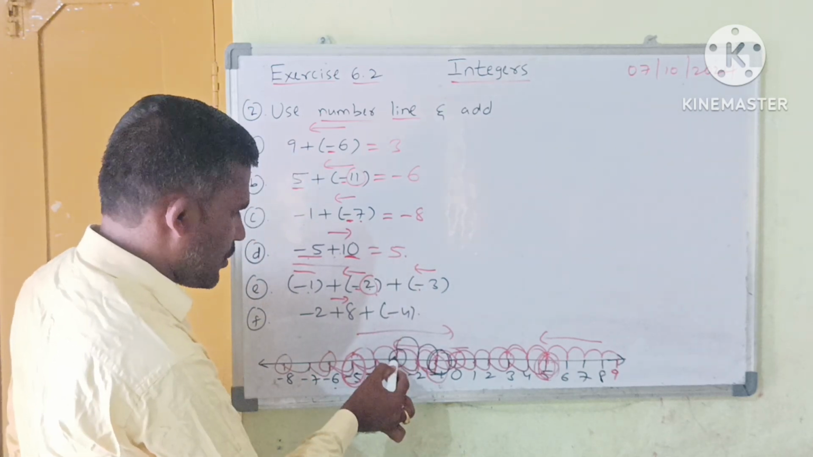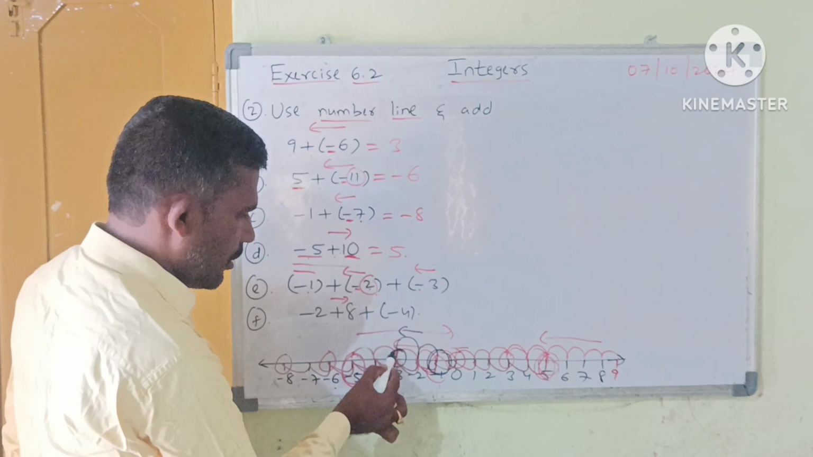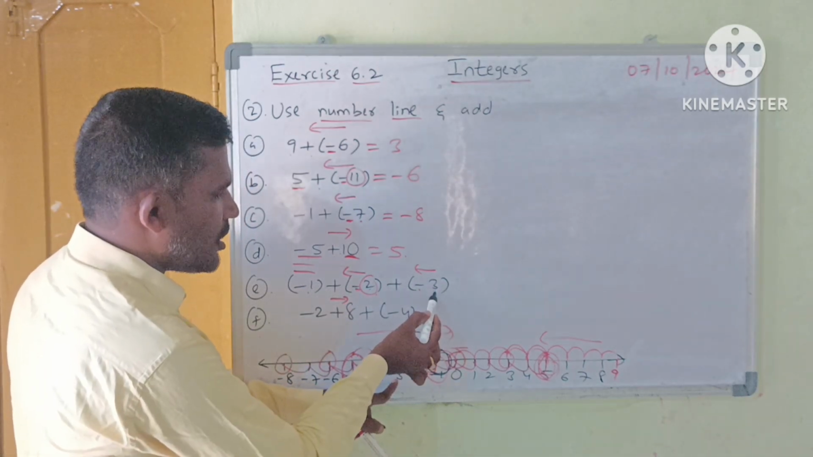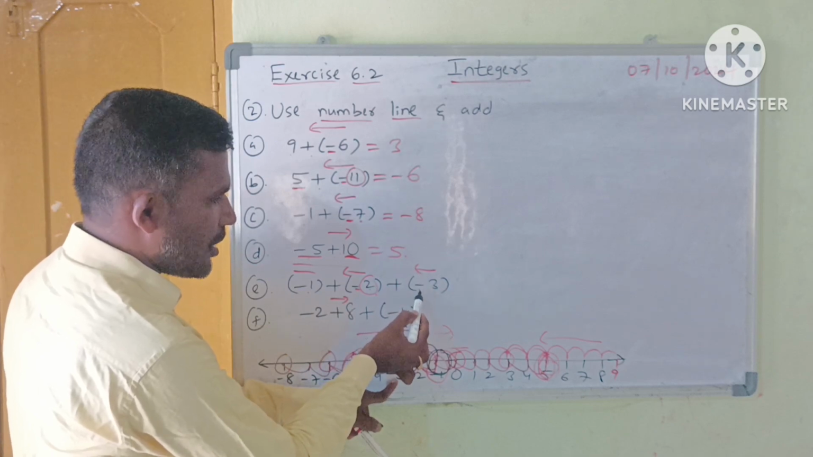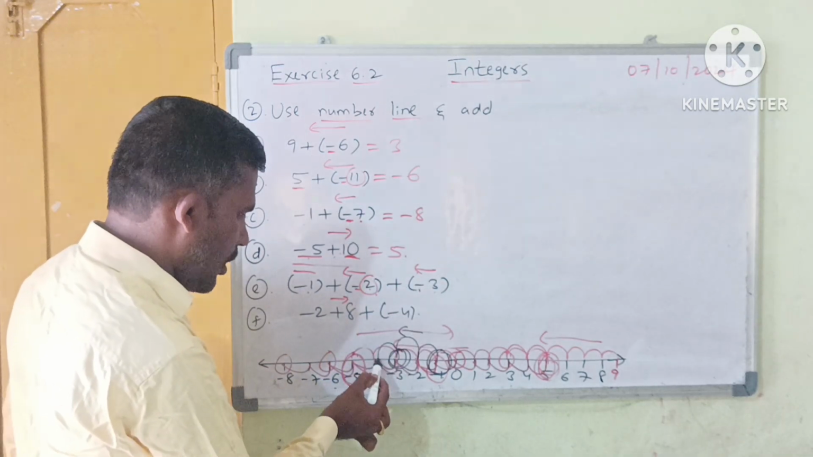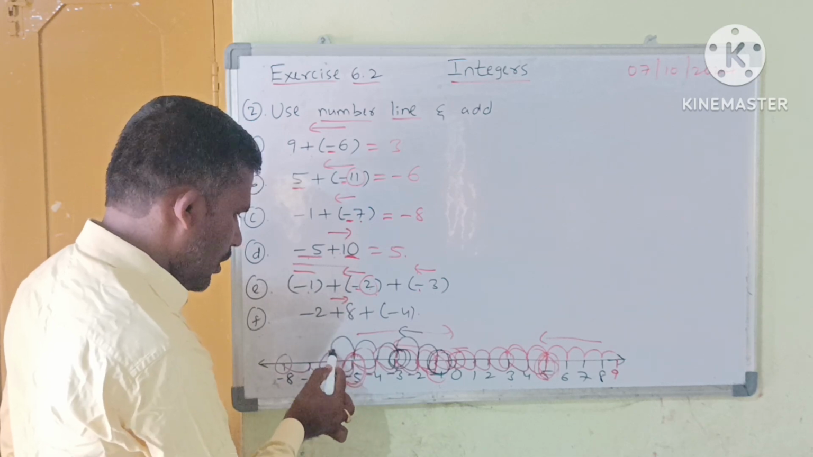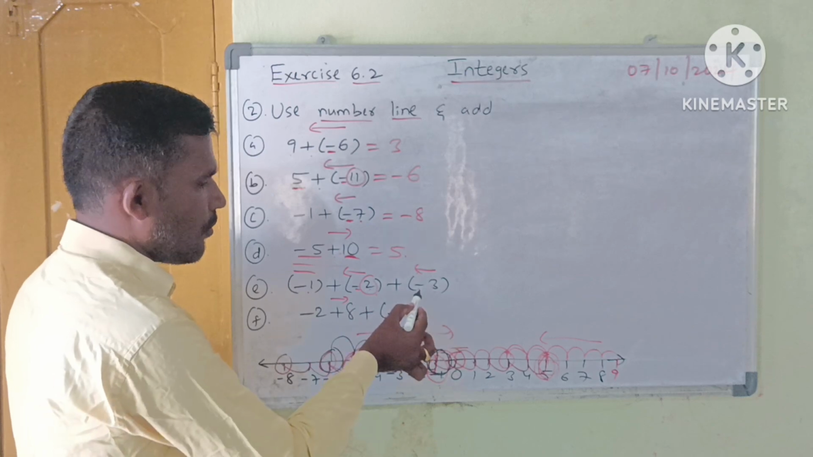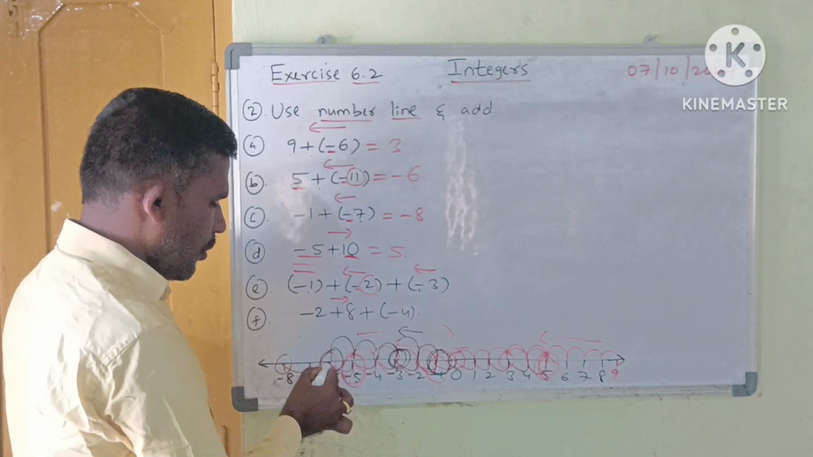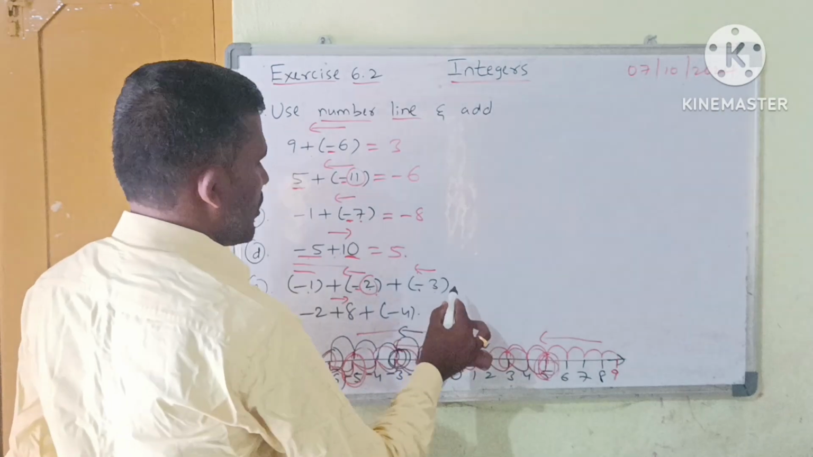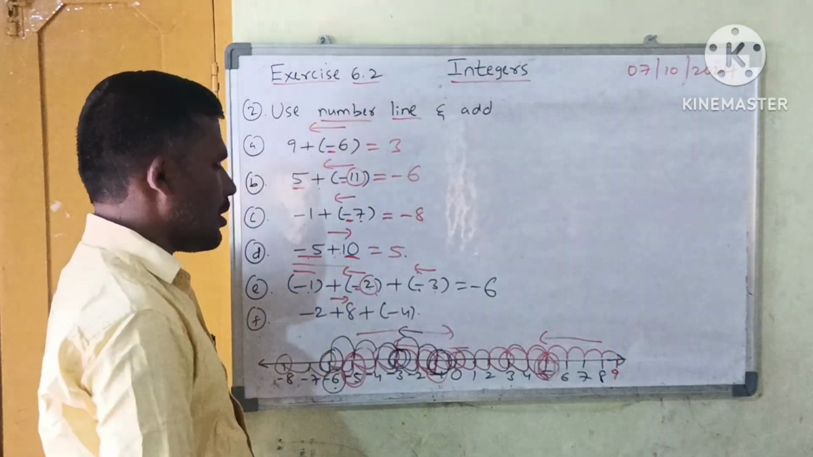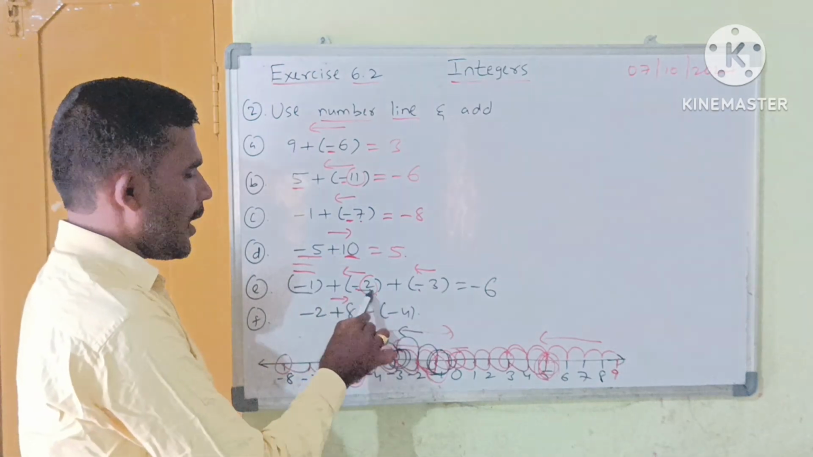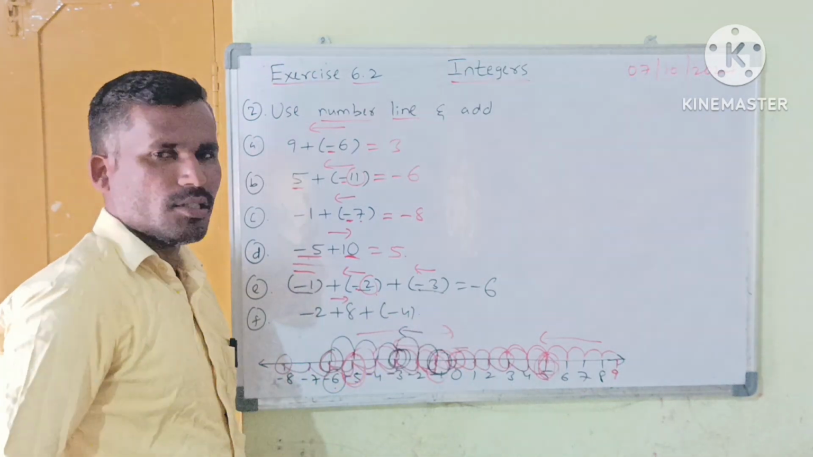When we move 2 steps to the left side, we stopped at -3, and from the -3 again we have to move the 3 steps to the left side only, because he mentioned the negative. So here 1, 2, 3. When we moved, we stopped at -6. So therefore the required answer is -6. That is -1 plus -2 plus -3 is -6.